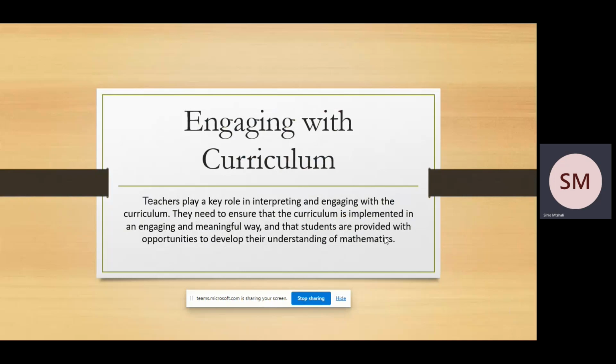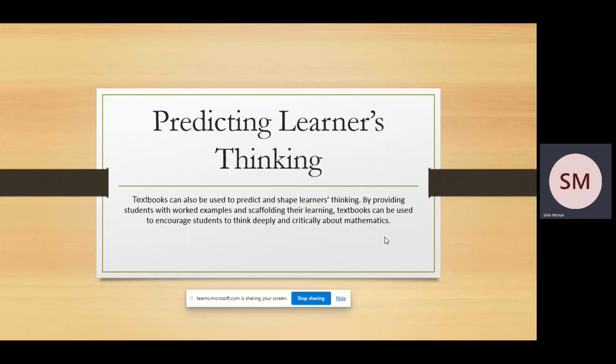And mostly when we look at the engagement with the curriculum, it's teachers that play a role in the interpretation of the curriculum, and they mostly engage with the curriculum because they have to read and interpret what the curriculum developers want for the curriculum to be implemented in schools, and they need to ensure that the curriculum is implemented in an engaging and meaningful manner, so that students are provided with opportunities to develop their understanding of mathematics.